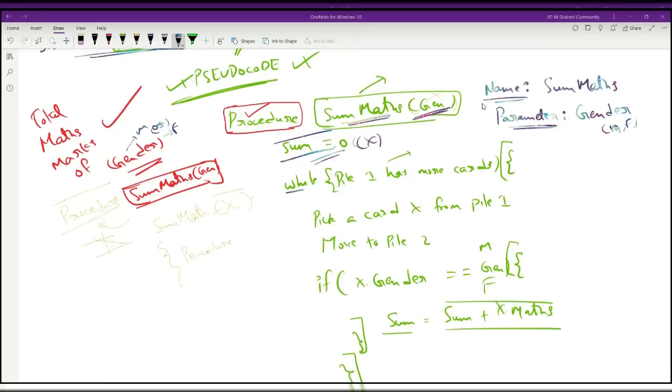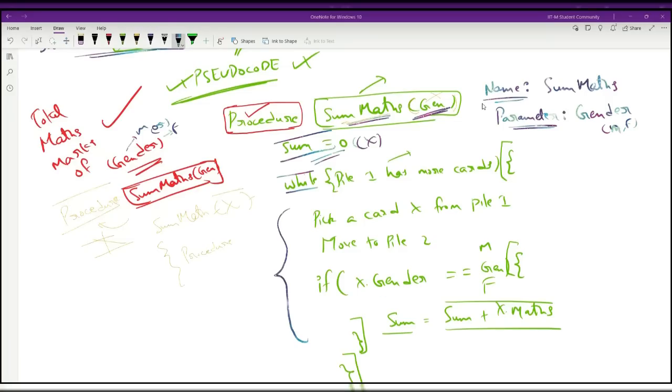And we use the conditional statement while but not if, because while pile 1 has more cards, this entire code runs only if there are cards in the pile. Hence, we write while here, but not if. We only use the if conditional statement whenever we want to verify the card with a conditional. Not only a card, whenever we want to verify a data element with a conditional statement, like this gender here, which I will be describing later on.